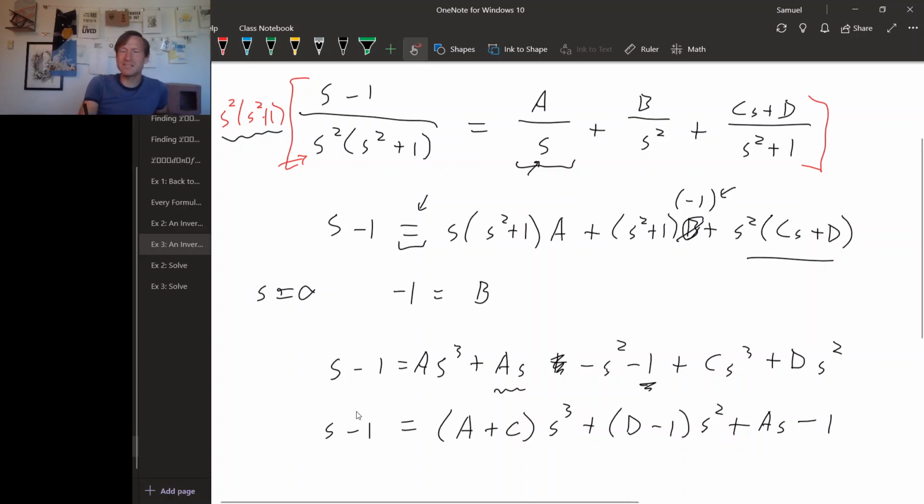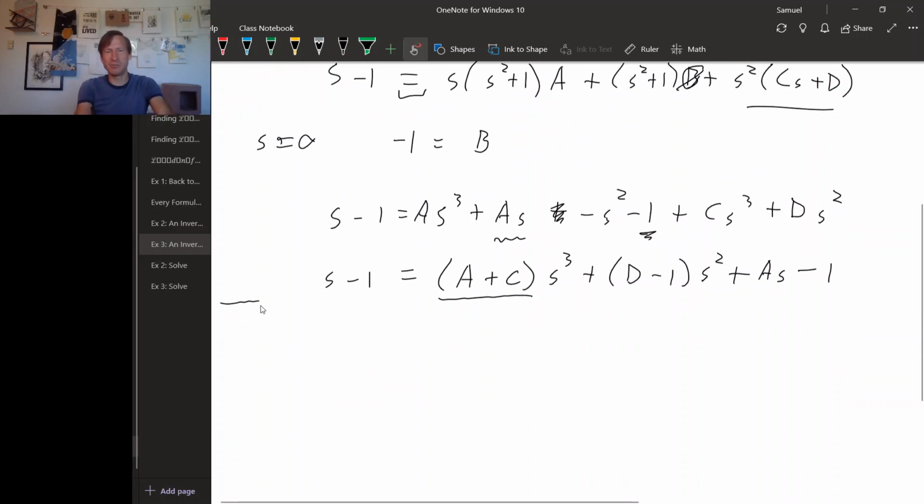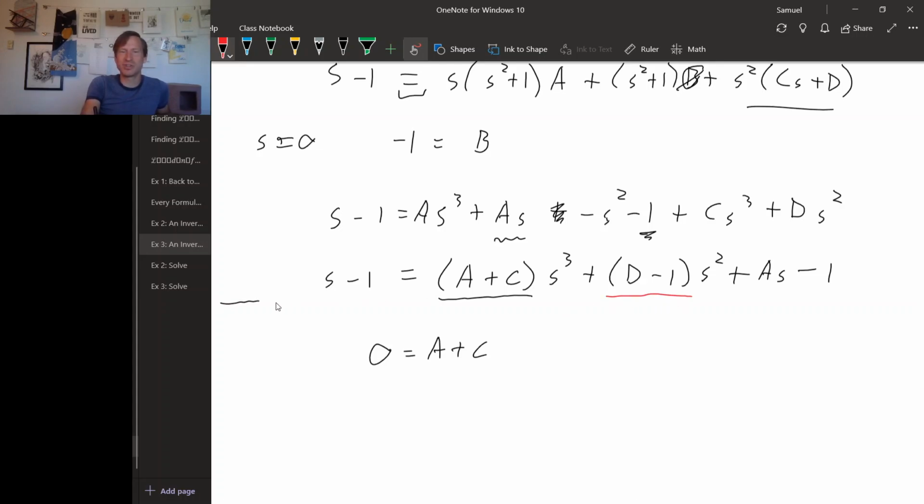Okay, and now we can set coefficients equal. So a plus c has to be equal to the coefficient on s cubed on the left, but that's 0 because there is no s cubed term. So 0 has to be equal to a plus c. The coefficient on s squared on the right has to be equal to the coefficient on s squared on the left, but that's also 0. So d minus 1 has to be equal to 0. Notice that now we know d. d is 1.